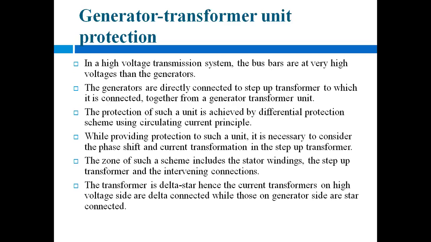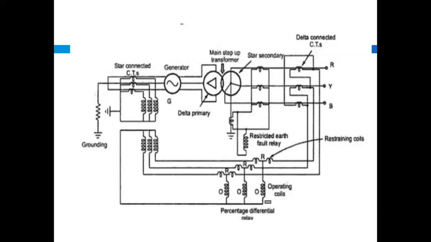Unit protection means we are combining these two units, the generator and the transformer, and at its primary and secondary we connect the CTs, that is, current transformers. Here its diagram is shown. You can see there is a generator, then the transformer. This transformer is connected delta-star: its primary is connected in delta and its secondary in star. The symbols are shown here instead of windings.